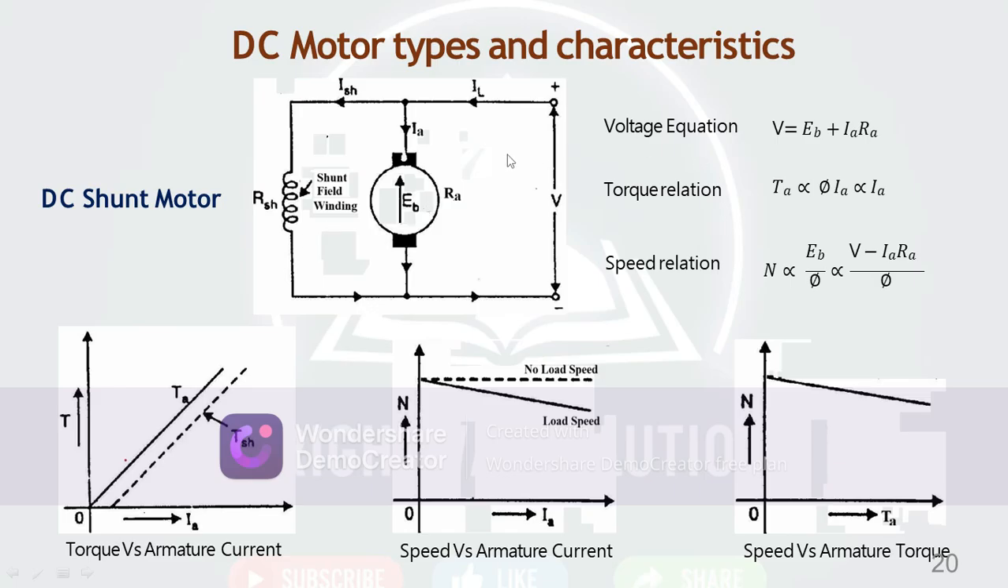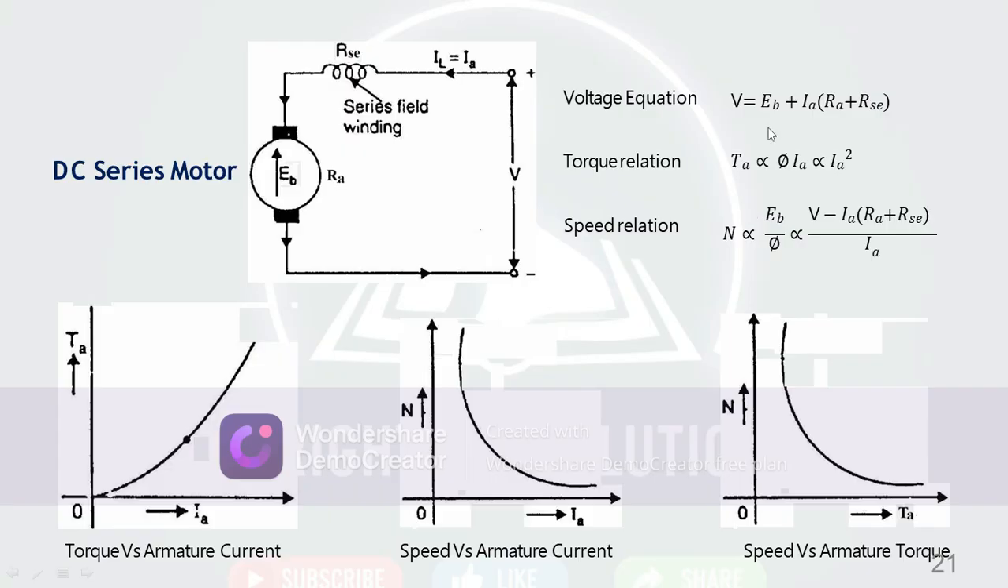So the voltage equation is formed with two loops. V = Eb + Ia Ra, where Ia Ra is the armature drop. As per KVL, the supply voltage V is equal to the back EMF Eb, which is the voltage induced in the winding, plus the armature drop. Back EMF is generated in the armature. Now the torque relation.